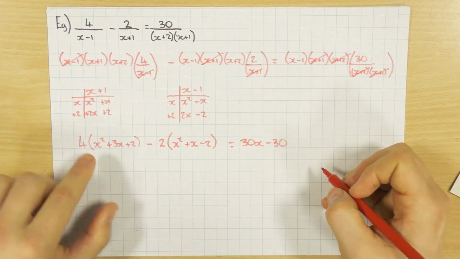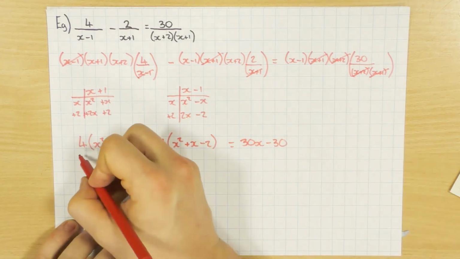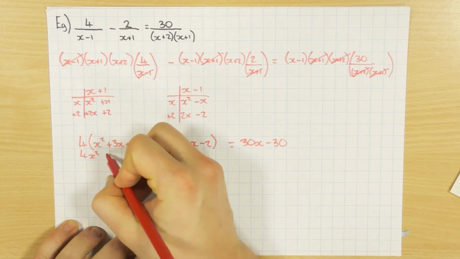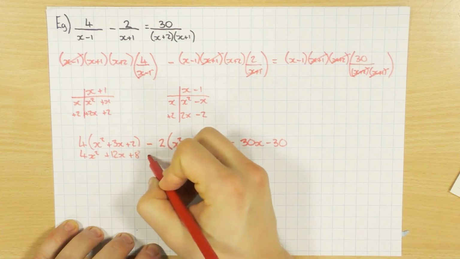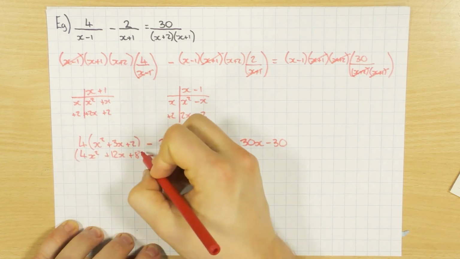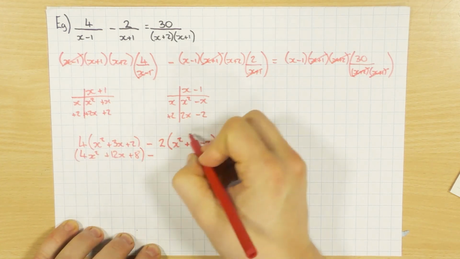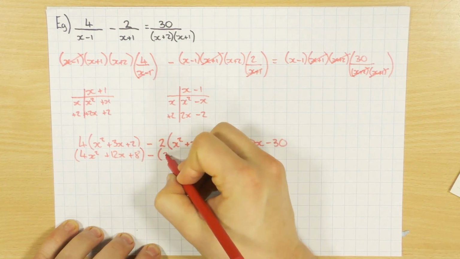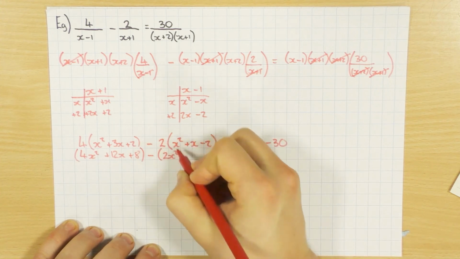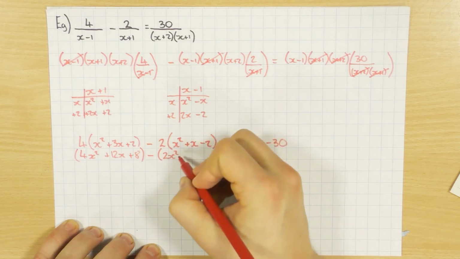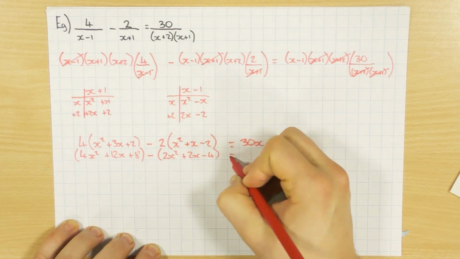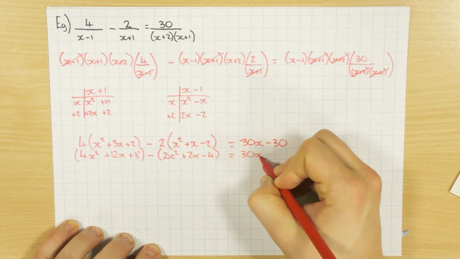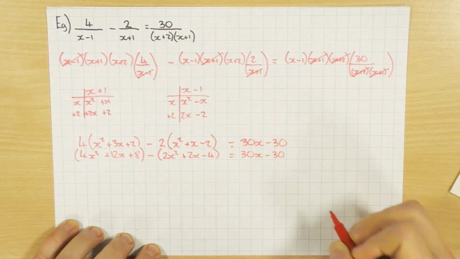Cool, we're getting somewhere. Let's expand these two. So that'll be 4x squared plus 12x. 4 times 2 is 8, minus, I will put that in brackets. Then take away this, and again I'll put this in brackets as well. So 2x squared, because 2 times x squared is 2x squared. 2 times x, 2x. 2 times minus 2, minus 4, and again that equals 30x minus 30.